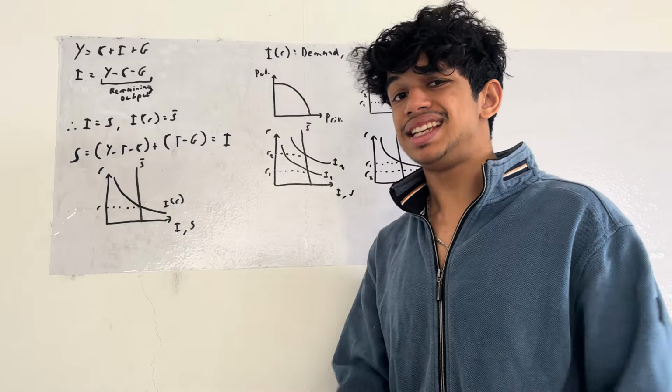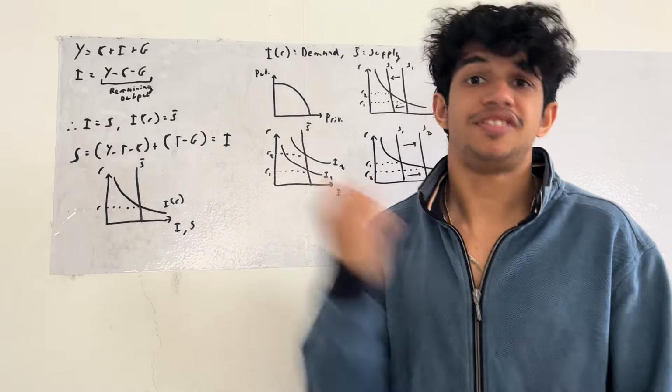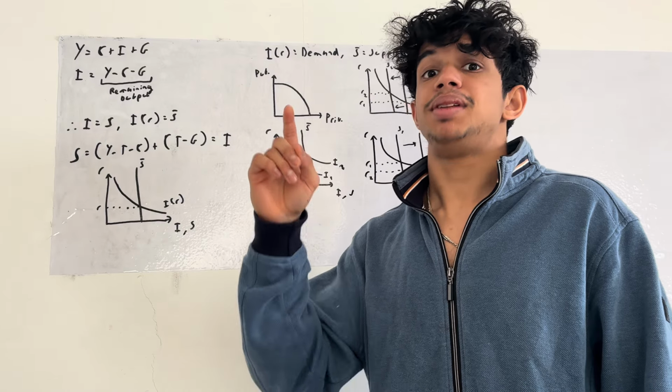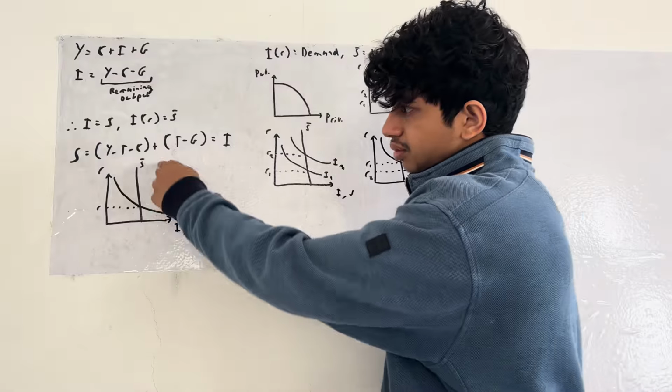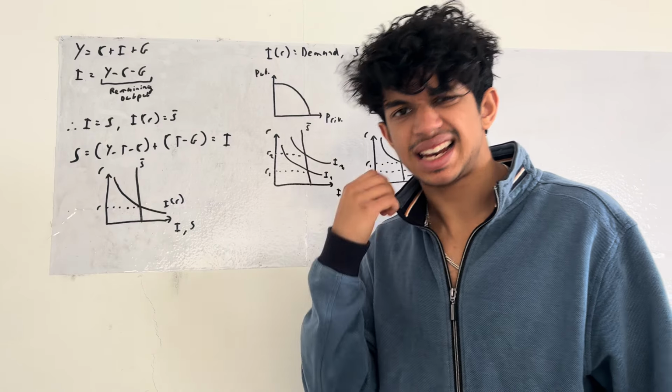Now, here's the thing. Since we know that savings is exogenous, that means it's fixed, it's predetermined, we can say that the supply, or S, is equal throughout. It's completely vertical. It's perfectly inelastic.